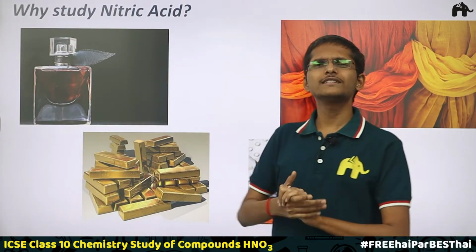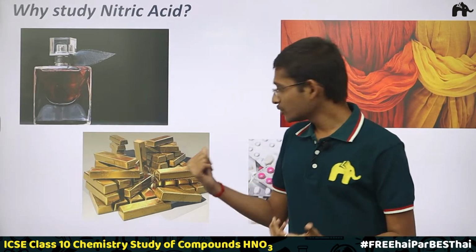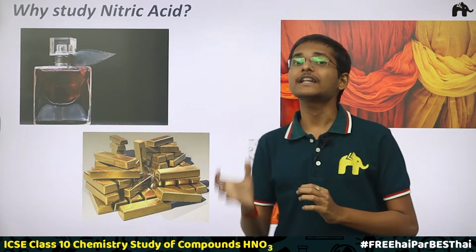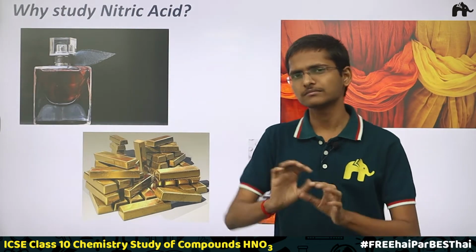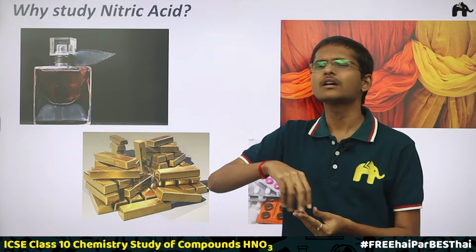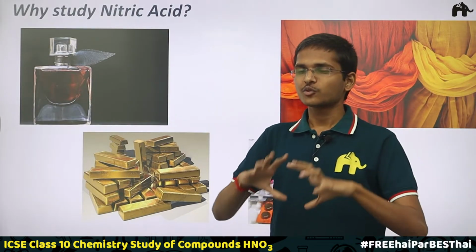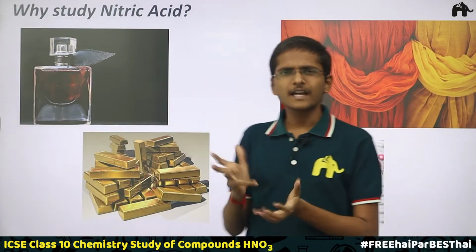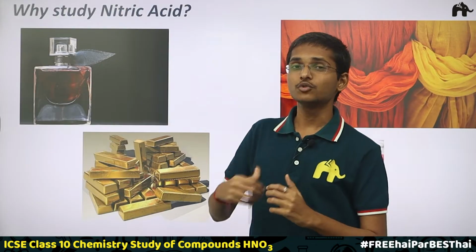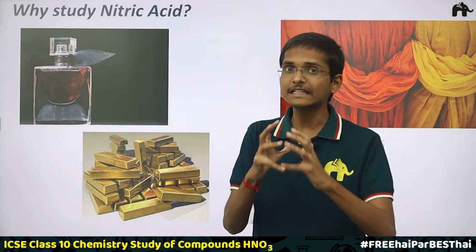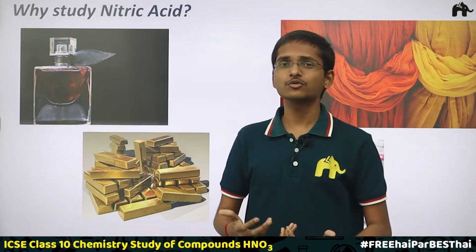Gold has many impurities like copper, zinc, and lead. These impurities dissolve in nitric acid. So if we want to purify our gold and make it free from all these impurities, we simply add nitric acid to it, and our gold would be purified. So interesting applications are waiting, but in order to use this acid, we first need to study it. I hope you are convinced and now ready to learn this chapter.